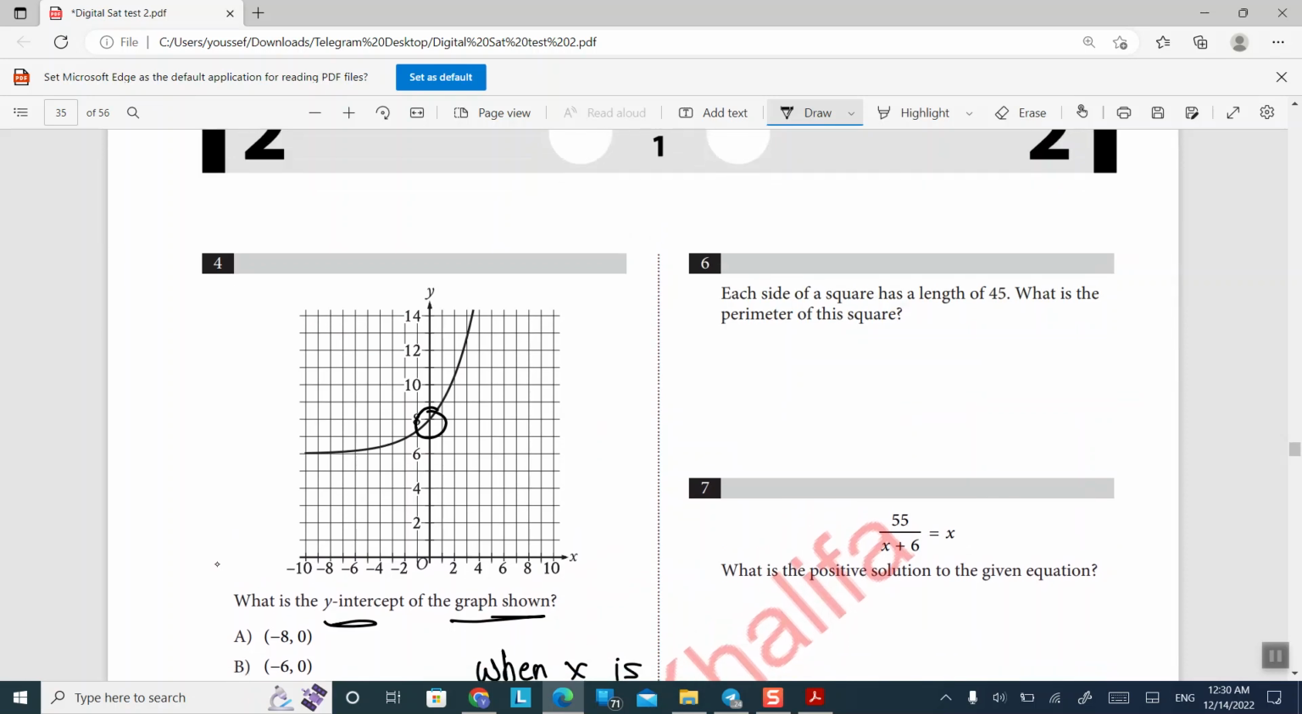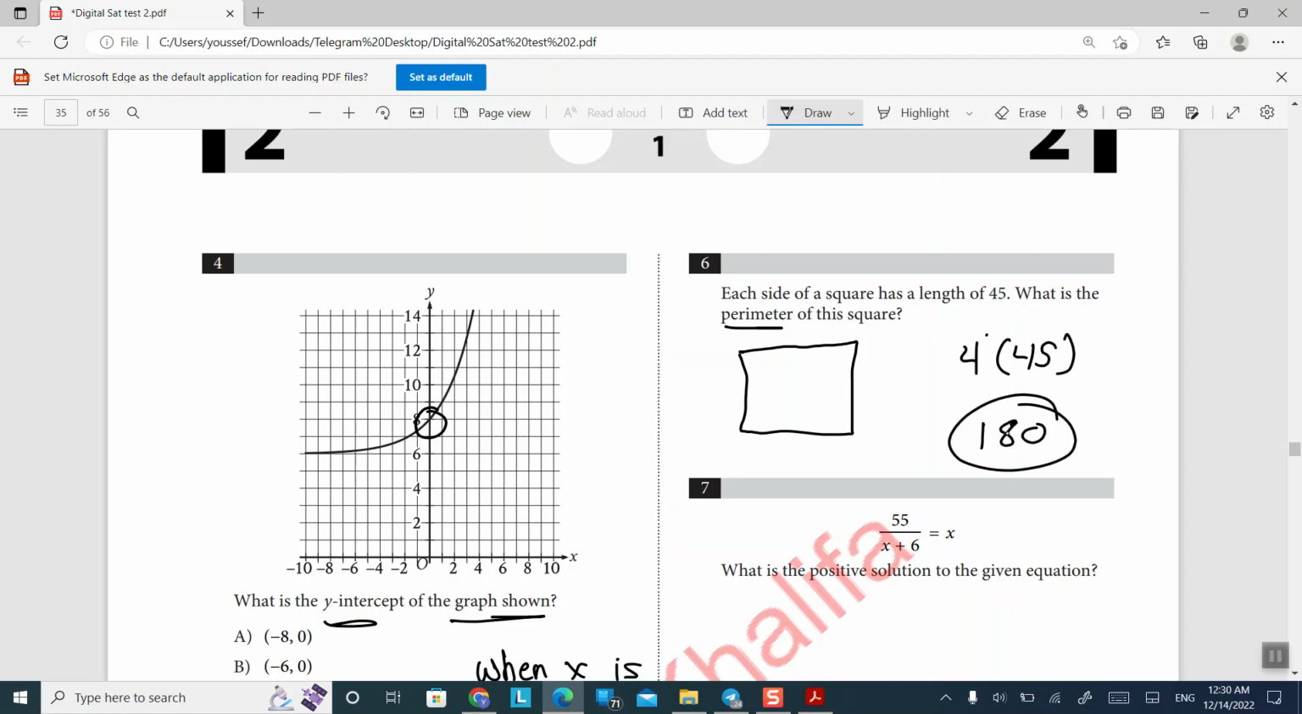Each side of a square has a length of 45. What is the perimeter of this square? So actually the square has four sides, and the perimeter of any shape, regardless if it's a square or a rectangle, is the sum of all included sides. So since the square has four sides, 4 times 45 is equal to 180.